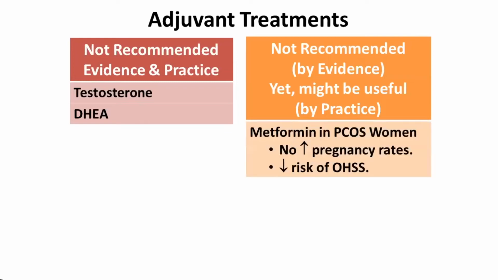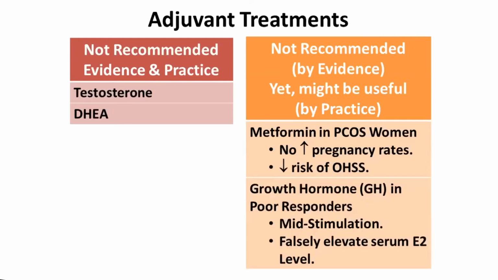The metformin in PCOS women. The evidence says it's not associated with increased pregnancy rate, but we have practical and some sparse evidence that it reduces the risk of ovarian hyperstimulation. So I would recommend to add metformin in PCOS women during stimulation, particularly if she has high body mass index above 27 kilogram per square meter surface area. The second drug is the growth hormones.